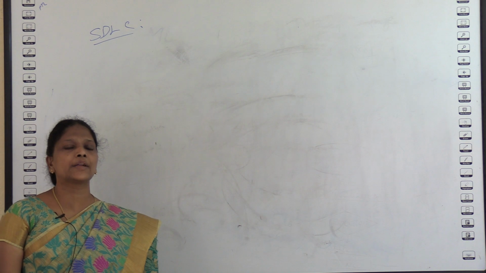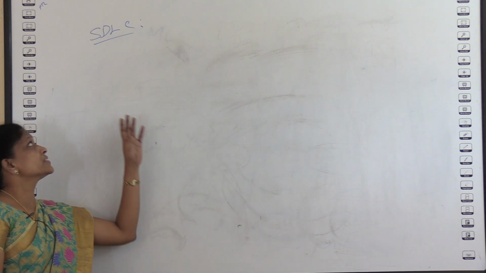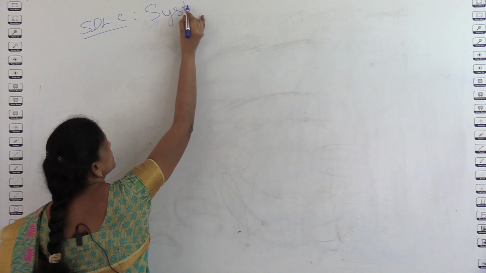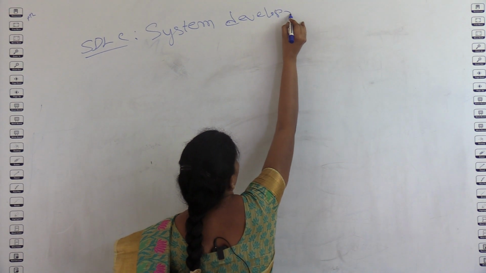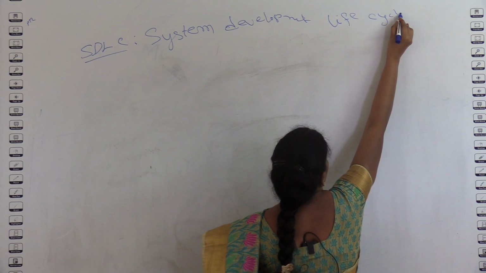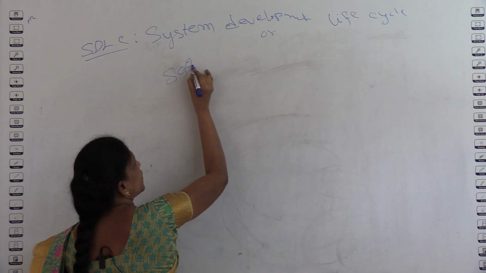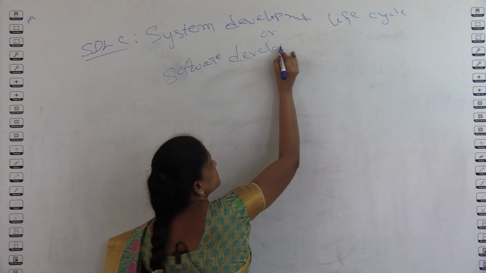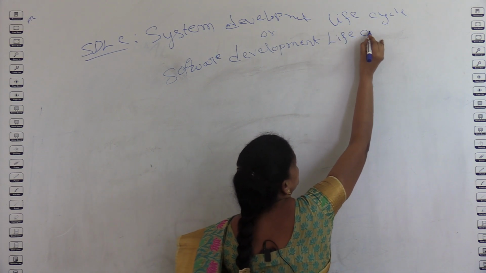Today I want to describe a topic from the course of software engineering. That is, the topic is SDLC. The full form of SDLC is System Development Life Cycle, or we call it Software Development Life Cycle.